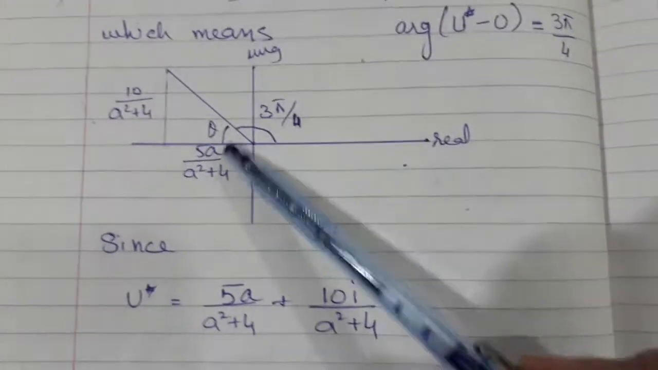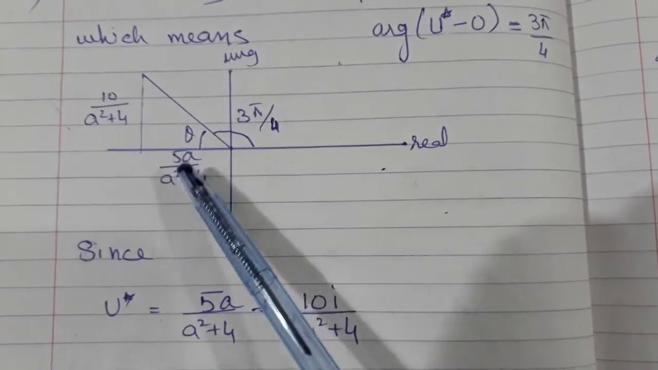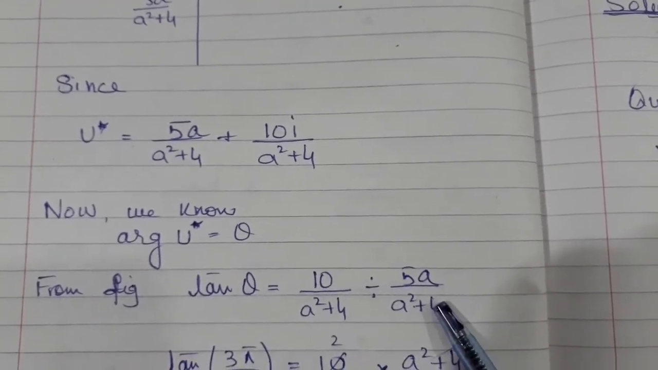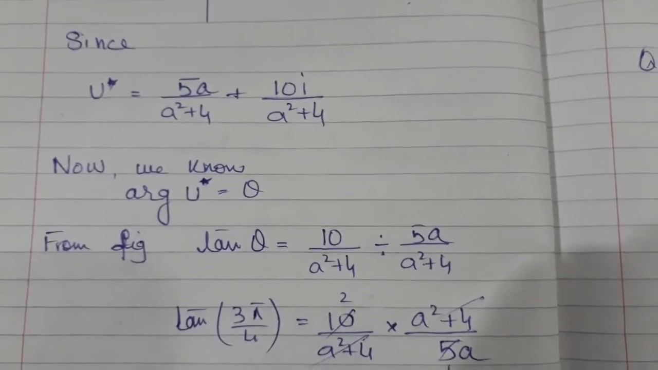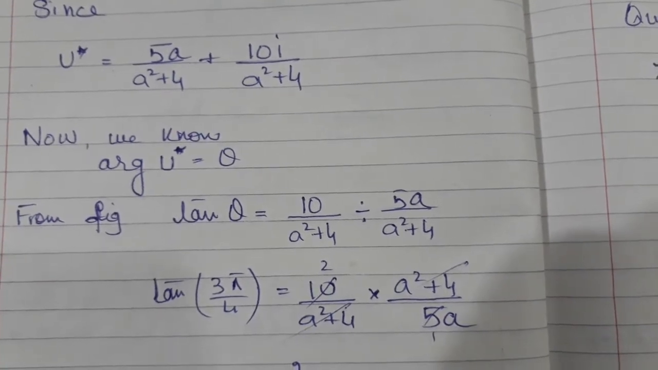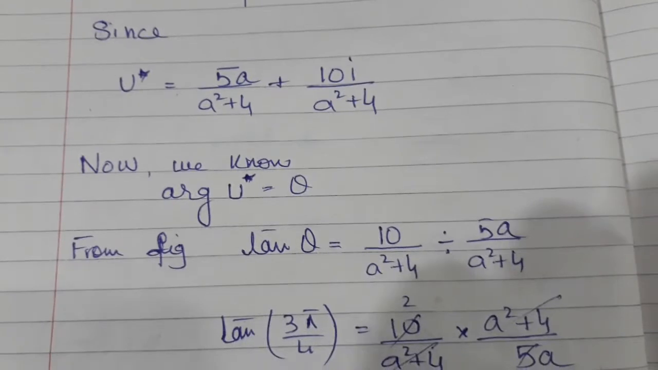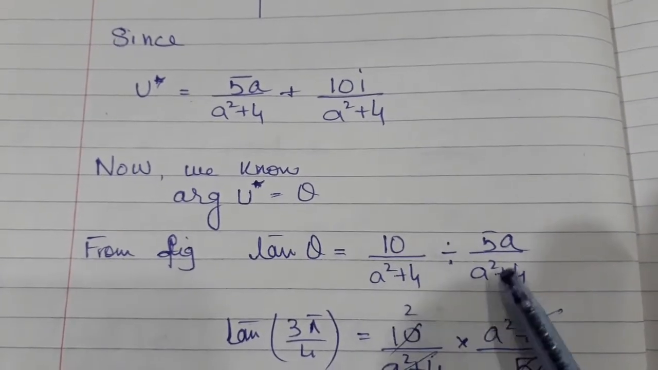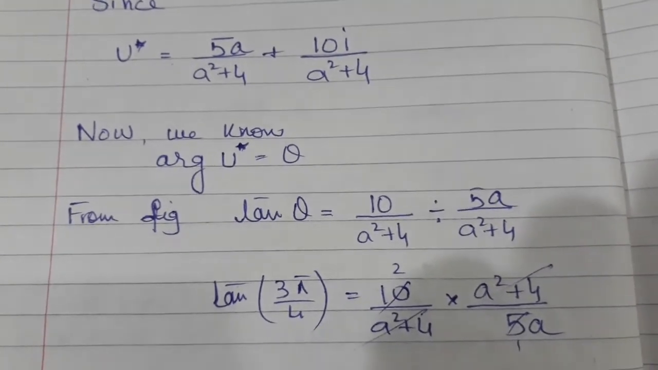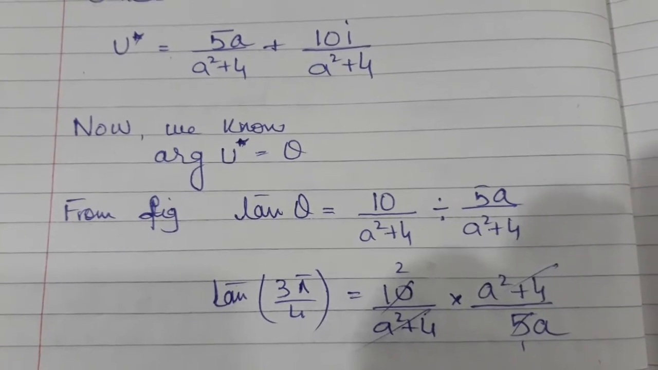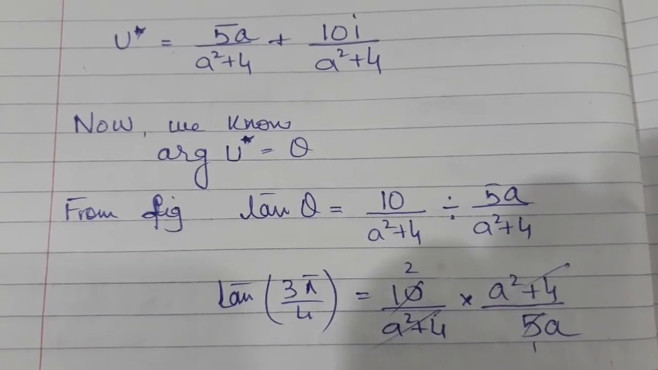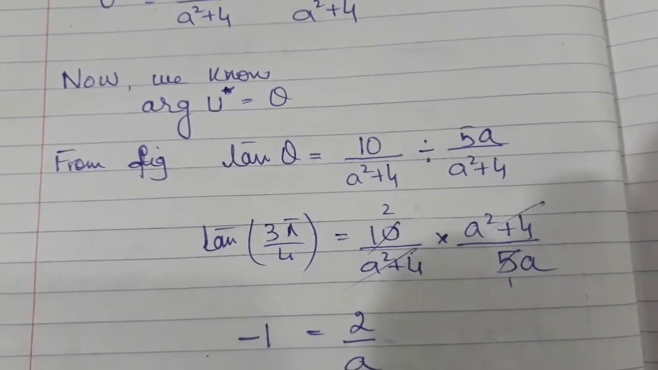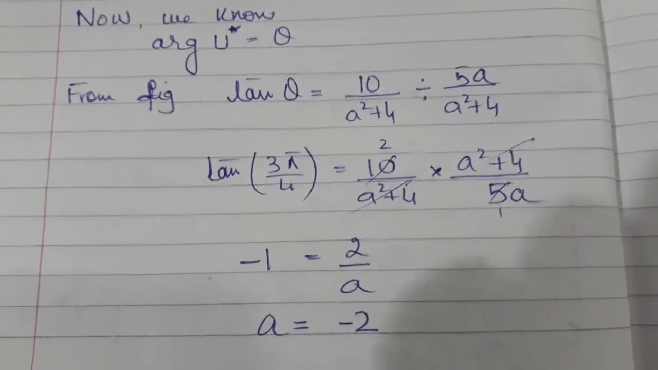Okay, so now from this diagram, if I say tan theta equals this over this, yes or no? So here I am writing it. And my theta is what? 3 pi by 4. Okay, so now you know that the argument of u conjugate equals theta and tan theta equals this, right? So my theta equals 3 pi by 4, yes or no? Okay, so now I will simply flip this division sign into multiplication, and it will give me the value of a, which equals -2.